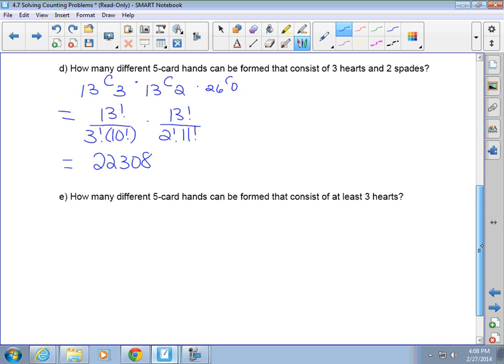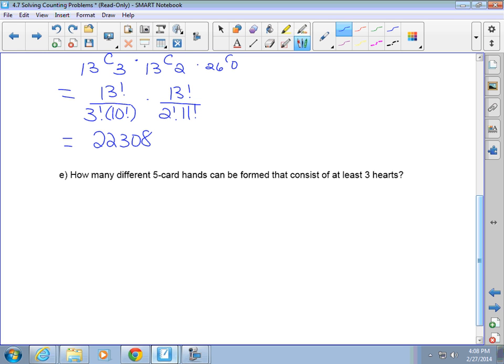E says, how many different 5-card hands can be formed that consist of at least 3 hearts? So we have case 1, where we would have 3 hearts. This is our direct way of solving it. So we would have 3 hearts, and the other 2 cards would be non-hearts. So that could be clubs, diamonds, or spades.